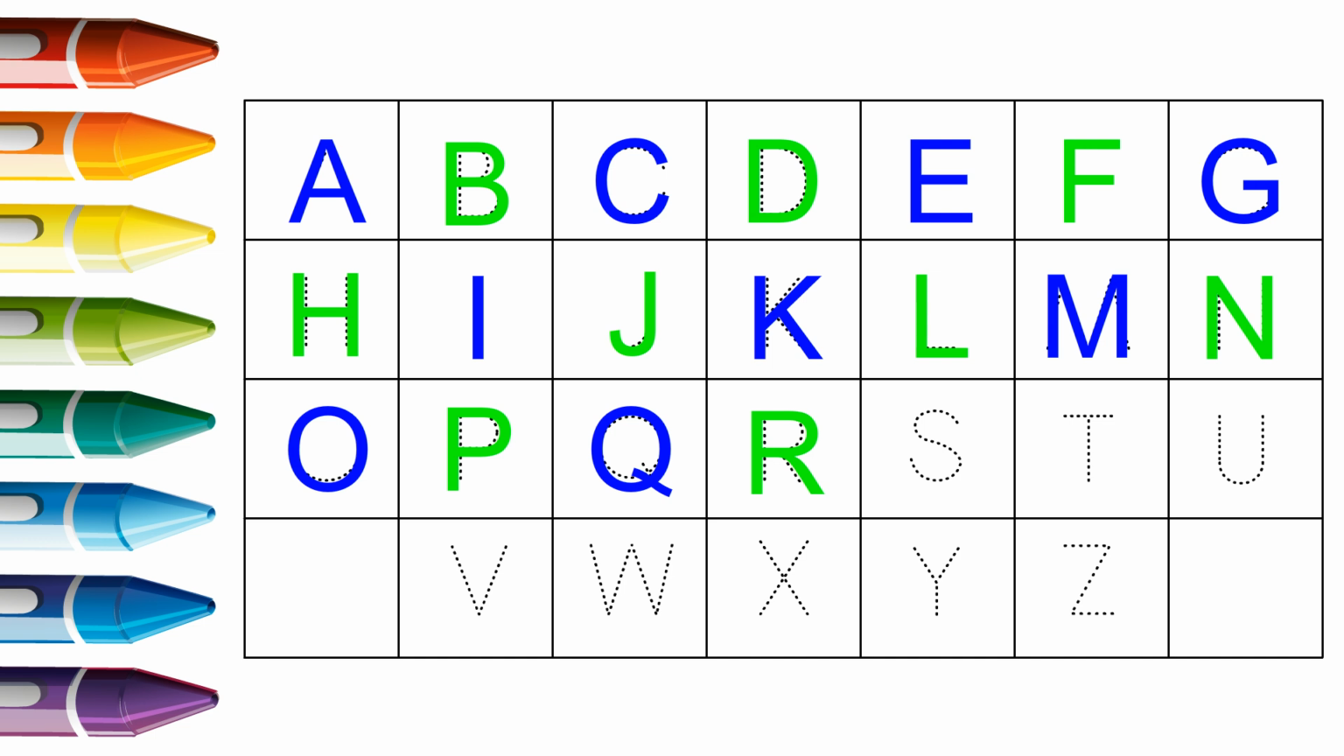R. R for rabbit. S. S for sun. T. T for tiger. U. U for unicorn. V. V for van.